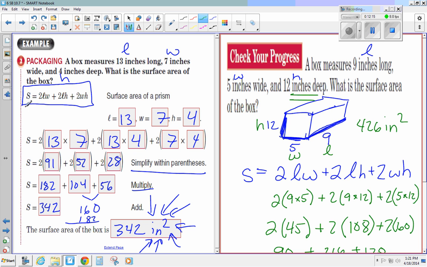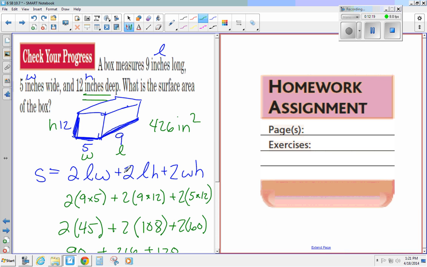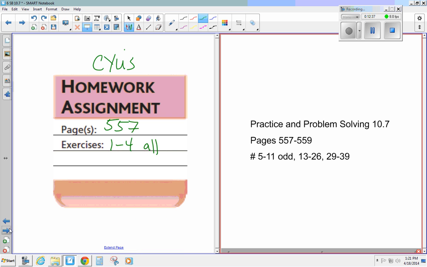All right, so it's this formula that's going to be really important for this section. Upon completion of these note-taking guides, you should also do the CYUs from page 557, exercises 1 through 4, all. In class, we will go ahead and do these problems. All right, good luck.